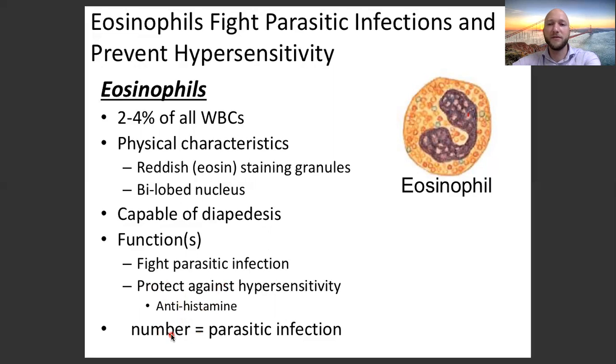Increased number: so if you have a sick patient in front of you and you see they have an increased number of eosinophils, you might think parasitic infection. Got to look into it.